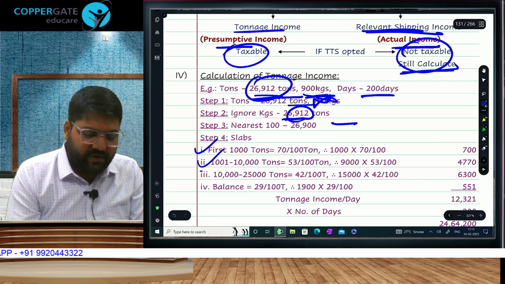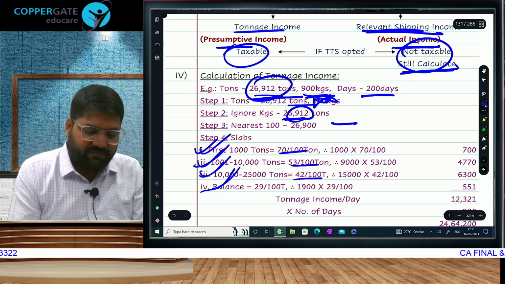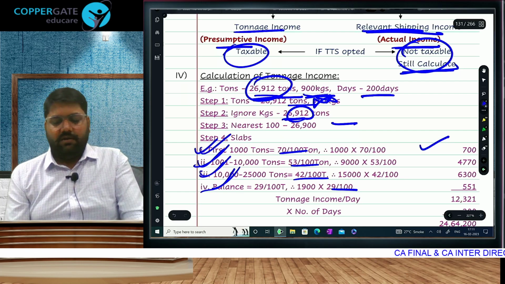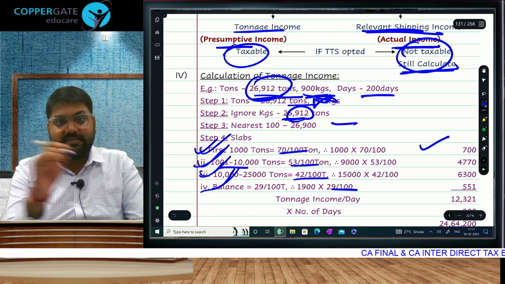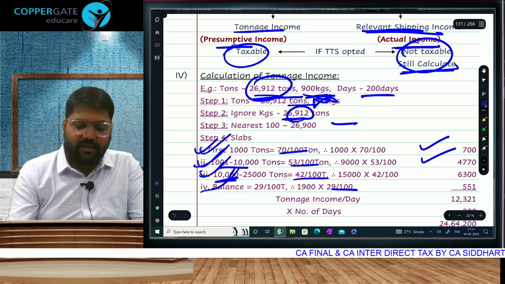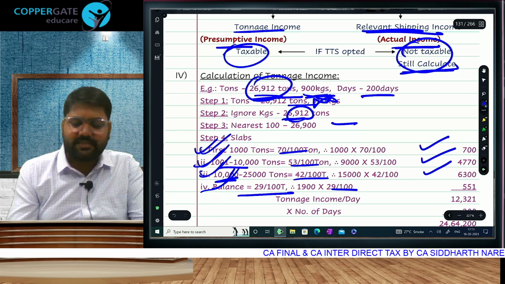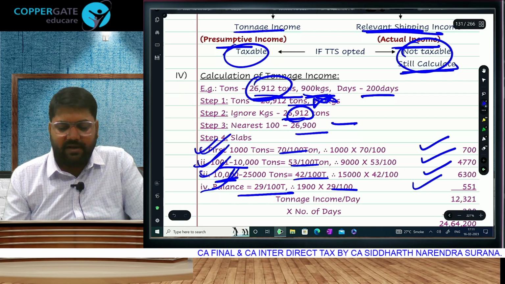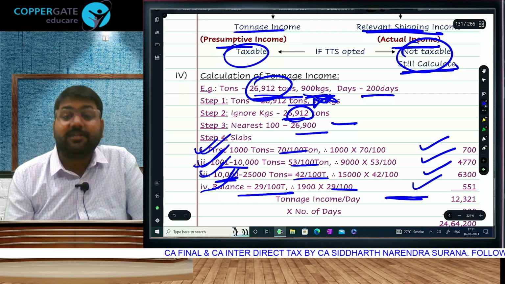1000, 10,000, 25,000, balance. 70, 53, 42, 29. First 1000 tons, 70 per 100. Next 9,000, that is 1001 to 10,000, 53 per 100. Next 15,000, 42 per 100. And balance, if any, for example, in this example we have 1900 remaining, then we will apply 29 per 100. This will be the tonnage income per day.